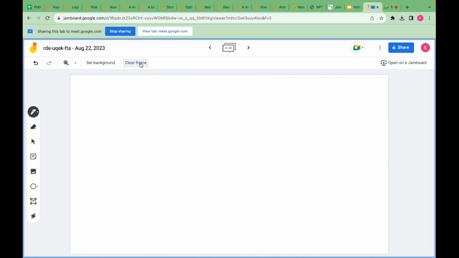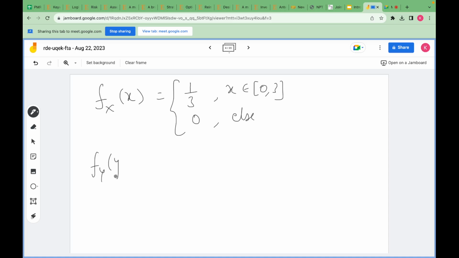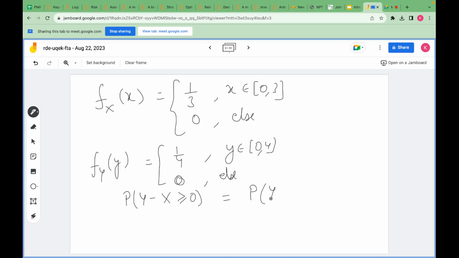So what are those? The probability density function for x is 1 by 3 where x belongs to 0 to 3 and 0 elsewhere, and fy is 1 by 4 where y belongs to 0 to 4 and it is 0 elsewhere. So now we need to find the probability that y minus x is greater than or equal to 0, which means the probability that y is greater than or equal to x.